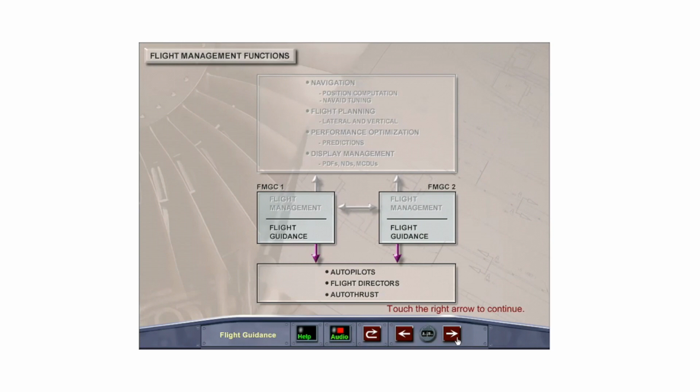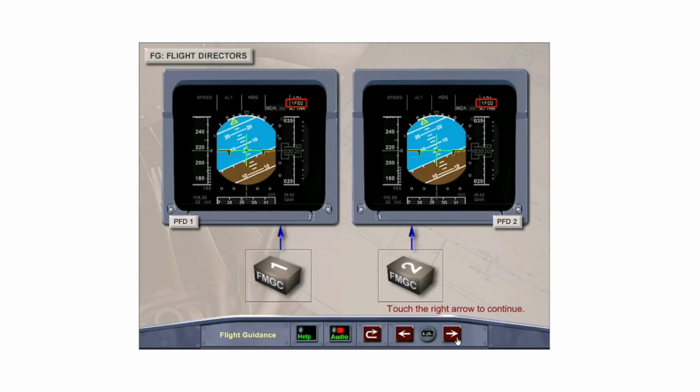The Flight Guidance section of the FMGC controls the operation of the flight directors, the autopilot, and the auto-thrust system. The flight directors display guidance commands from the FMGC, which must be followed by the pilot in manual flight or used as a cross-check during autopilot operation.